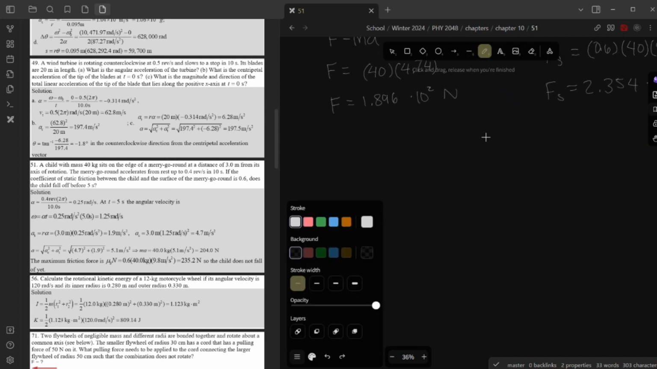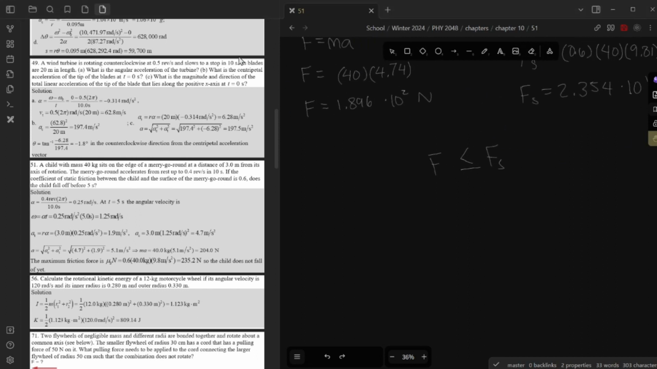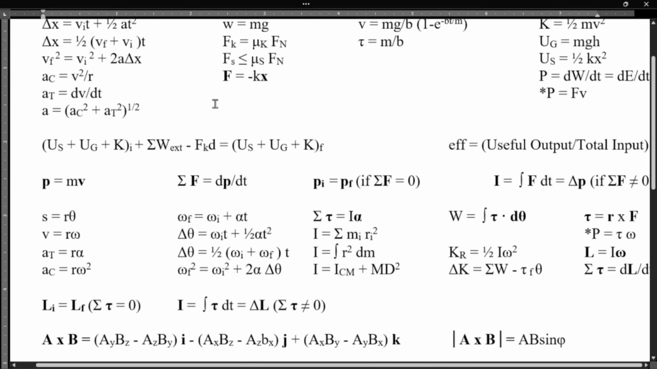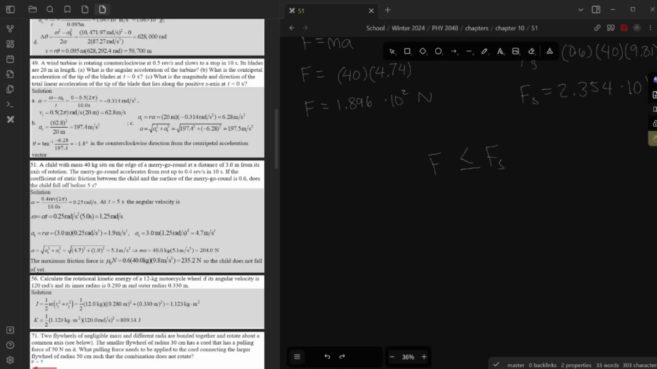So that means if our force is less than or equal to Fs, then it's not going to move, it's not going to slide. And we can go back to our formula sheet to look at that just to make sure. You see up here that the friction force is always less than or equal to mu static times the normal force, and that's what we just calculated. And that is pretty much it. We conclude that the child will not slide off the merry-go-round.